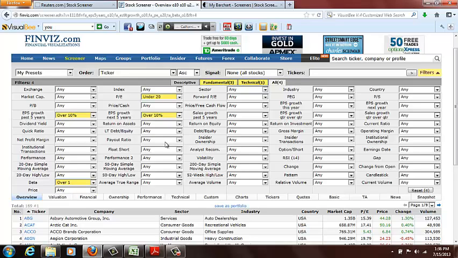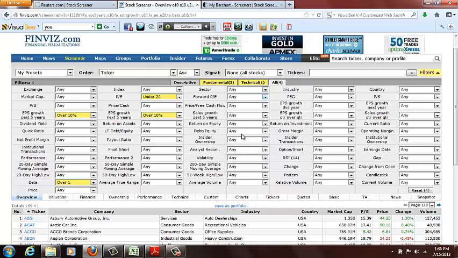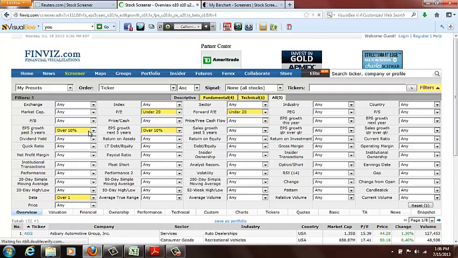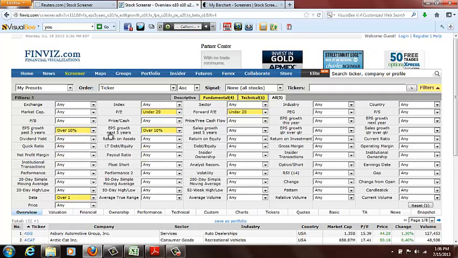Okay, the next one that we're going to find is in the next column. We don't care about the sector. For forward PE, we're going to look for companies that again are not overvalued, so we're going to look for that specific number, again under 20. We want to keep consistency: earnings per share for the past 5 years over 10%, earnings per share for the next 5 years over 10%.